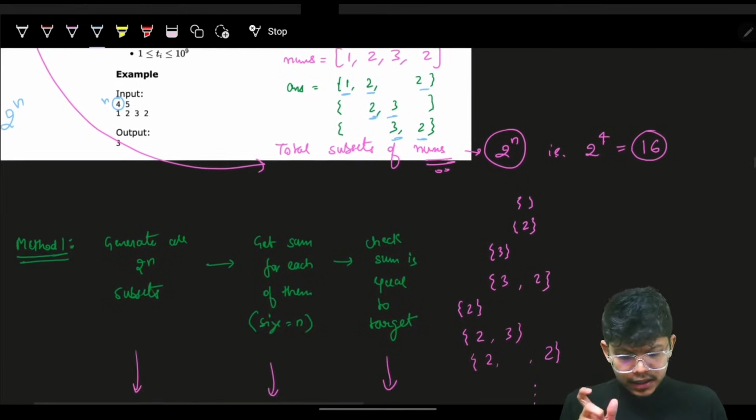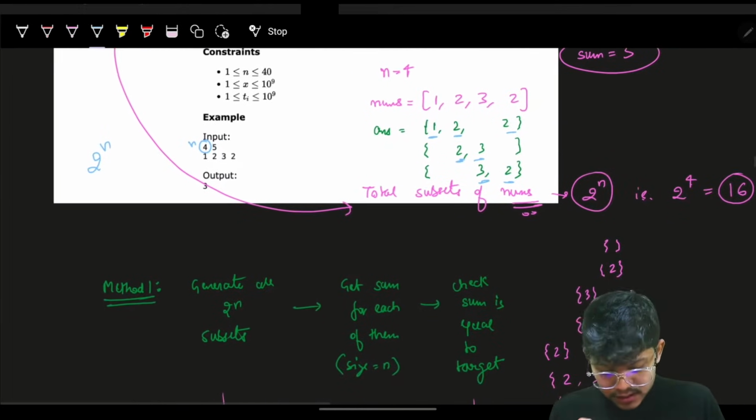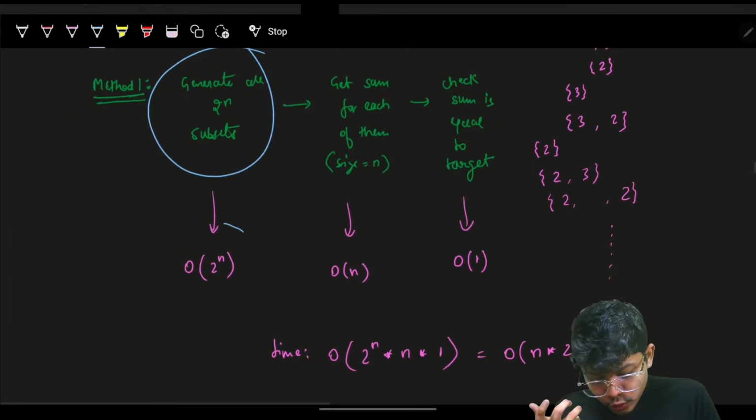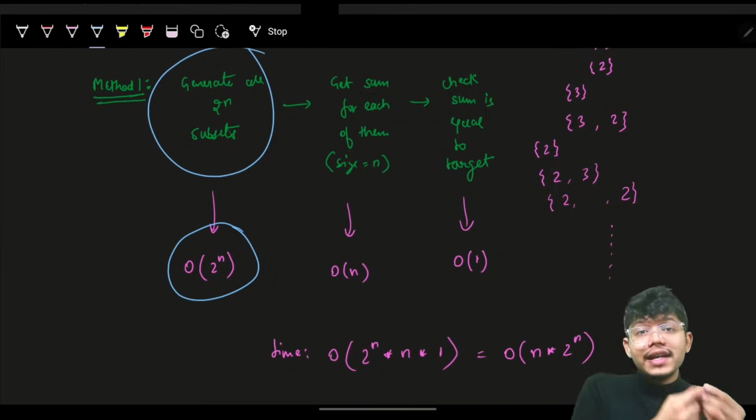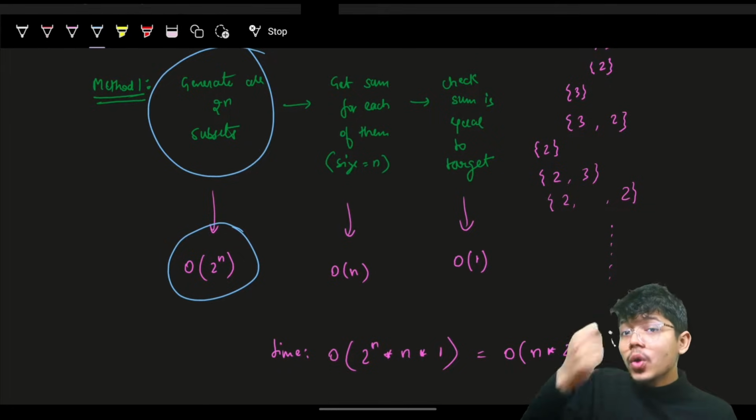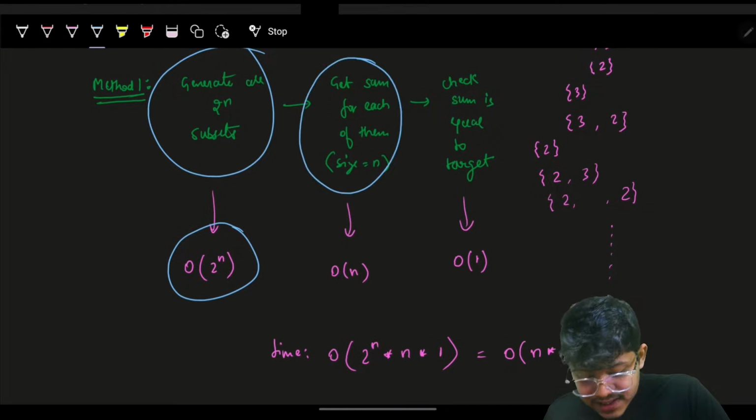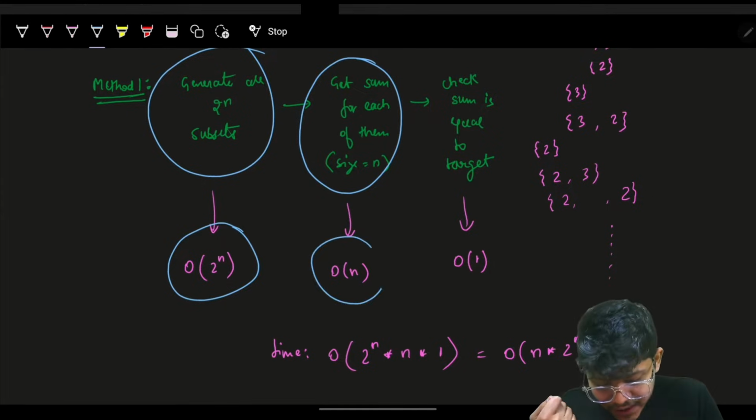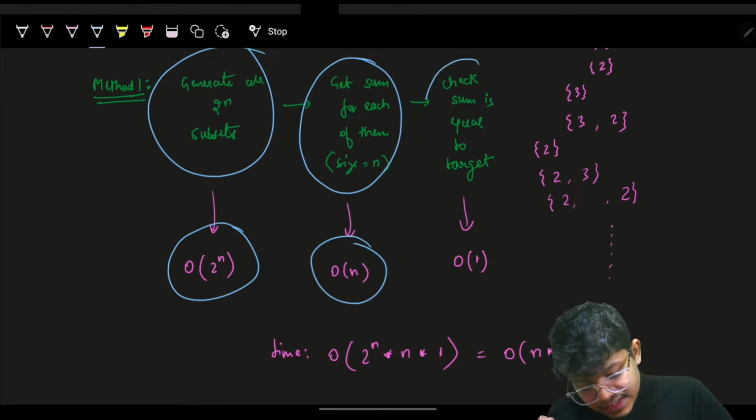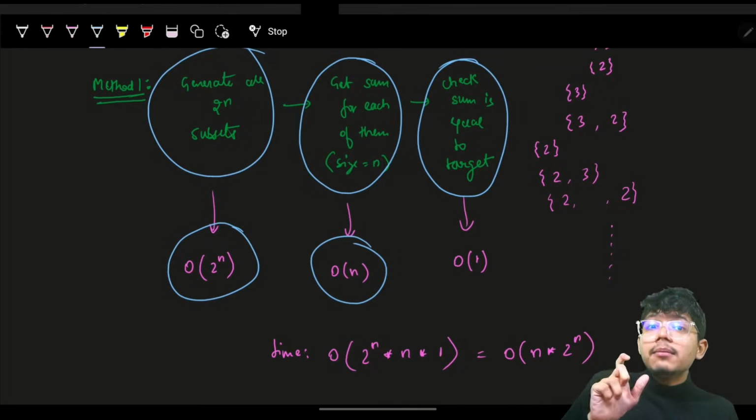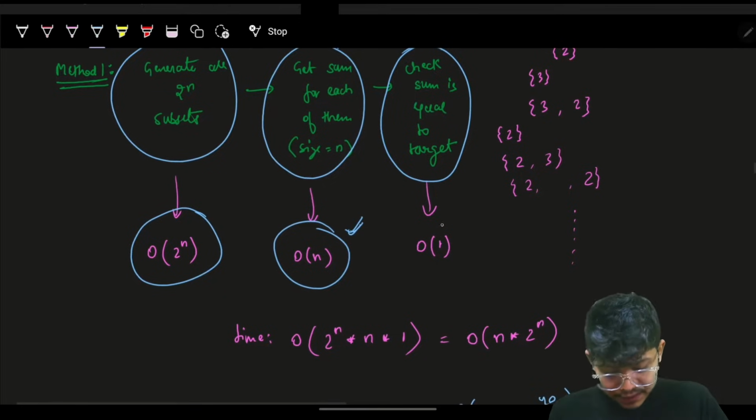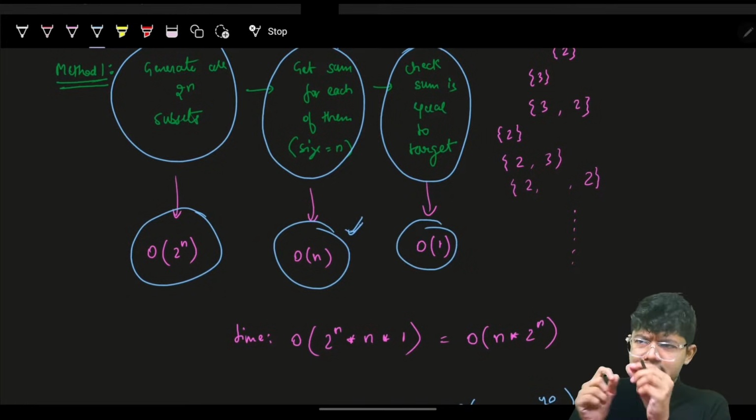Now remember, the time complexity to build all the possible subsets will be nothing but 2 raised to power n, because I have 2 raised to power n subsets. But the problem does not end there. You also have to find the sum for each subset, which will again take O of n time, because the size of a subset can at max be O of n. Then we check if the sum we found in the previous step is equal to the target, which is an O of 1 operation, just an equality check.